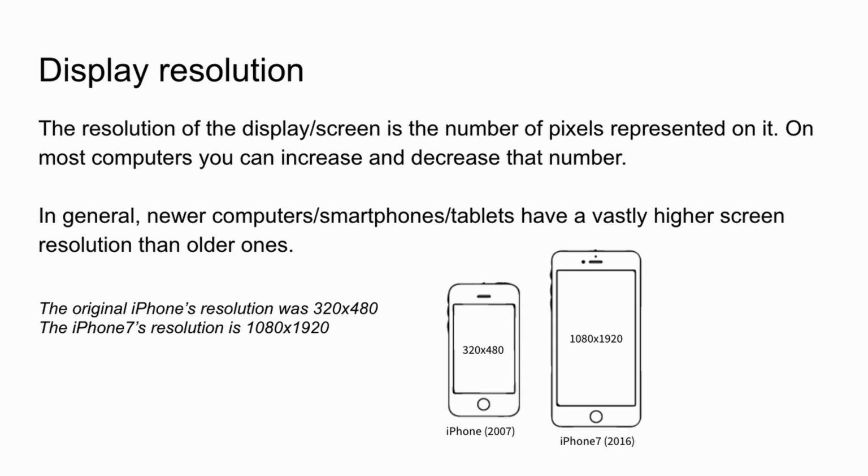So that's obviously related to the display resolution. You can see the first iPhone from 2007 over here. This is how many pixels were in it. And here we have 2016. And if you fast forward 5 years from there, that number probably gets a lot bigger as well.